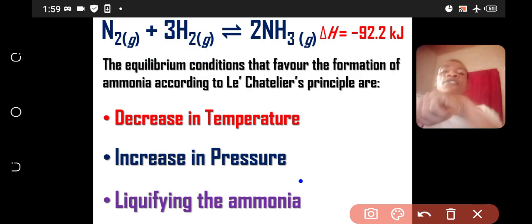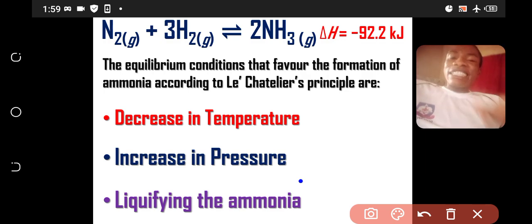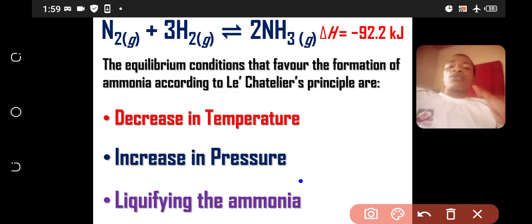So to drive it forward, you are going to increase the pressure. When you increase the pressure, the equilibrium will shift to the side that has the lower number of moles of gases. So that's why increase in pressure is one of the factors that we use to drive the reaction forward. And we use a pressure of 200 atmospheres.